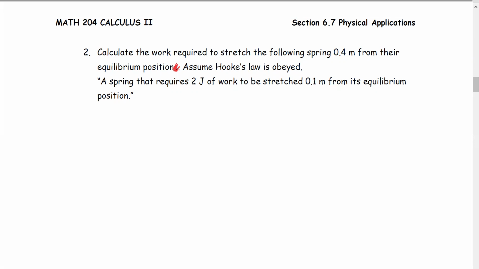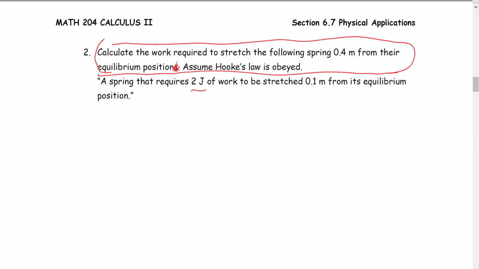Example 2. Calculate the work required to stretch the following spring 0.4 meters from its equilibrium position. Assume Hooke's law is obeyed. From the given information, a spring requires 2 joules of work to be stretched 0.1 meter from its equilibrium position. The goal is to calculate the work required to stretch it 0.4 meters from its equilibrium position.